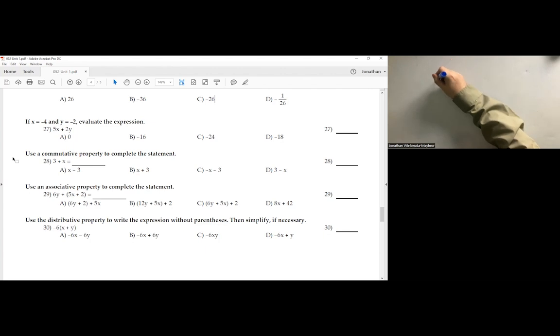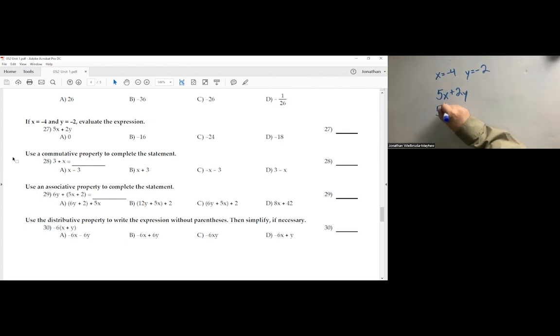Number 27. We're given x equals negative 4. We're given y equals negative 2. And we want to evaluate 5x plus 2y. So we're plugging in negative 4 for x. We're plugging in negative 2 for y.